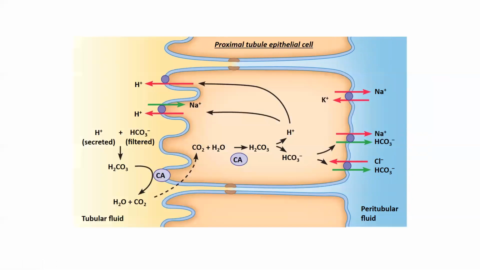The carbon dioxide and the water, once inside the cell, will reconvert into that carbonic acid again under the influence of the second carbonic anhydrase enzyme. This carbonic acid now freely dissociates into hydrogen ions and bicarbonate. Remember, these are what we started with in the tubular fluid. And then that acid can be secreted into the urine, and that bicarb can be reabsorbed into the blood. All right, let's keep moving.